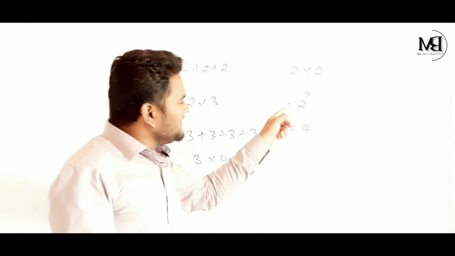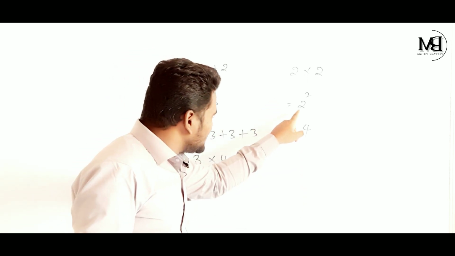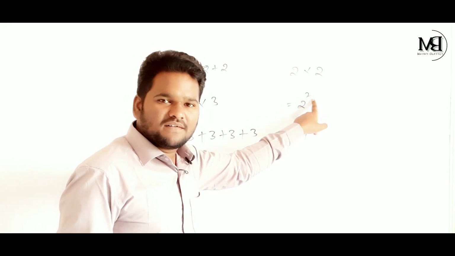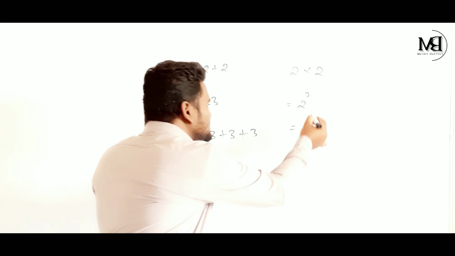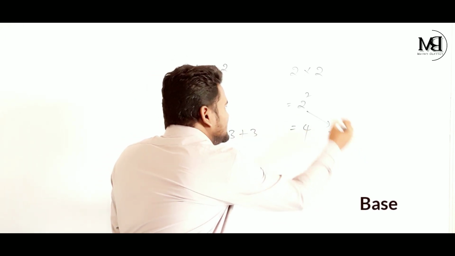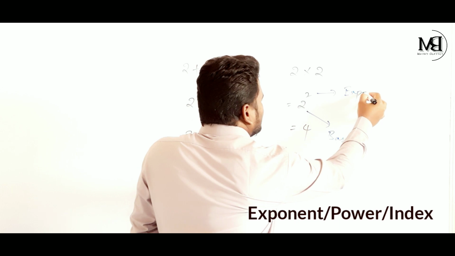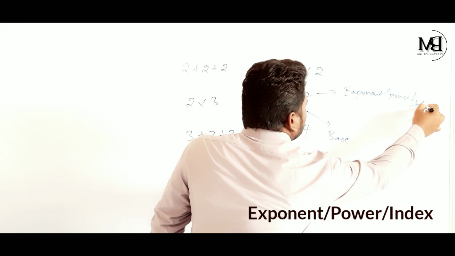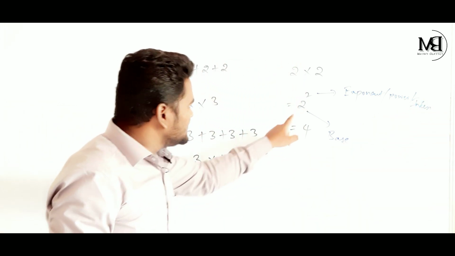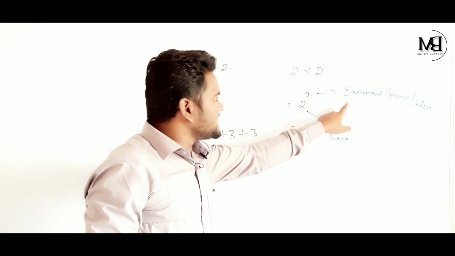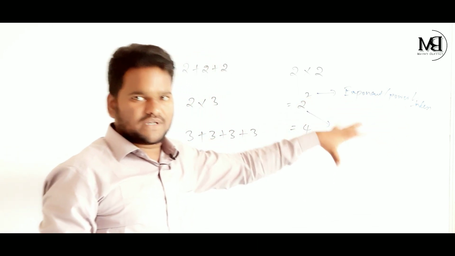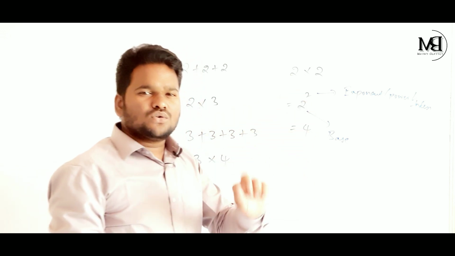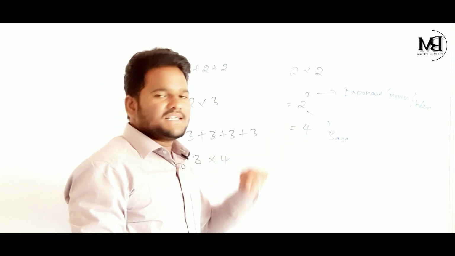How can we read this one? See my dear children, here this 2 is the base and this 2 is the exponent or power or index. Okay, this is the point. Then how can you read this? This is 2 raised to the power of 2, and the answer is 4.